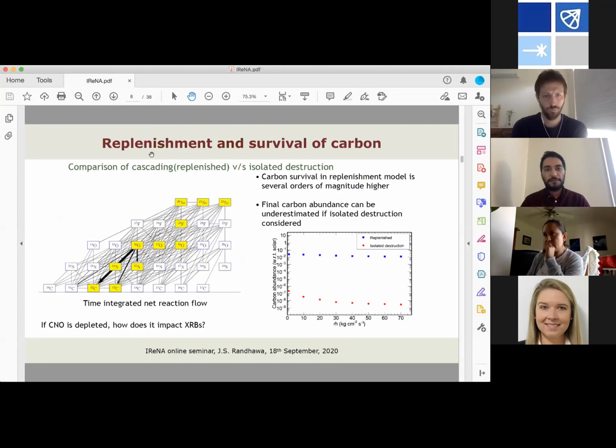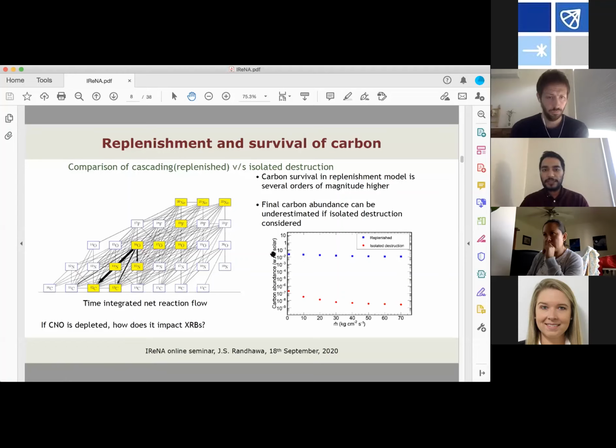What I mean by replenishment is this. If you look at the time integrated reaction flow here, since we consider the full cascading process, if I ignore everything above the carbon and just look at the destruction of carbon, I'm ignoring all the flux that is constructing the carbon from the spallation of heavier elements. Here I've only shown a snapshot from neon to carbon. You can see that there are many channels which are also producing the carbon, and if we only look at the isolated destructions, we will ignore that.